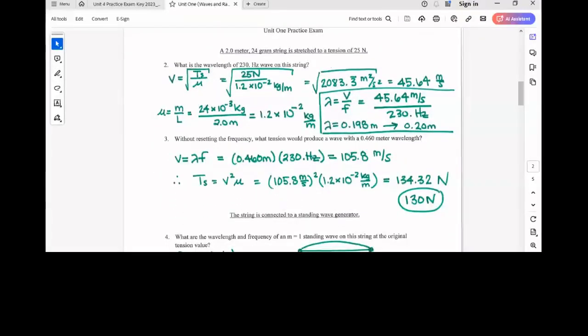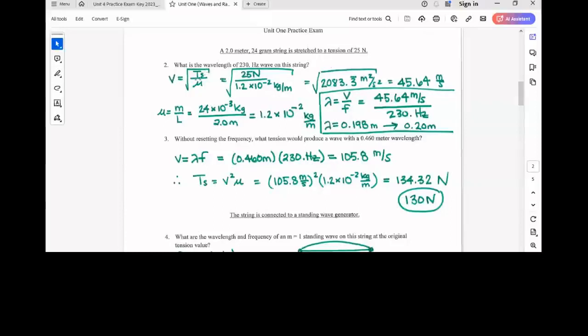A 2.0 meter, 24 gram string is stretched to a tension of 25 newtons. What's the wavelength of a 230 hertz wave on this string? So the fact that I know the mass, the length, and the tension of the string means that I can calculate the wave speed without ever examining this 230 hertz wave.